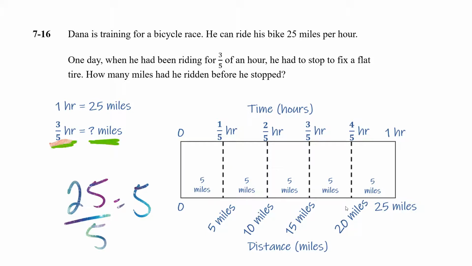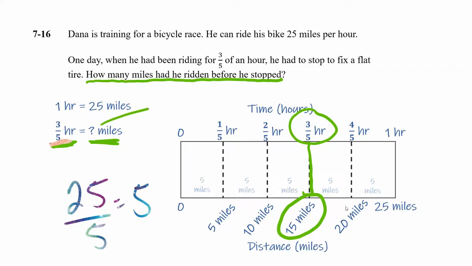So we're trying to figure out how far you could go in 3/5 of an hour. So I'll find 3/5 up on my top and find what that's equal to on the bottom. It lines up with 15 miles, which tells us that in 3/5 of an hour, Dana was able to ride his bike 15 miles.